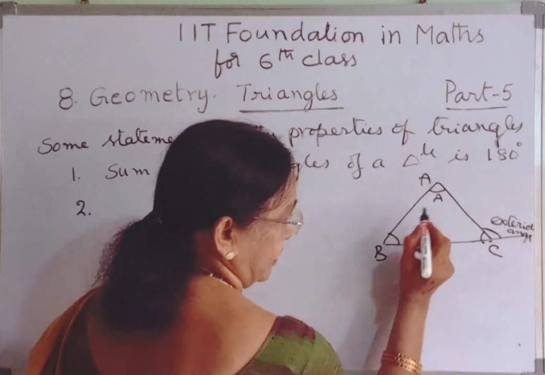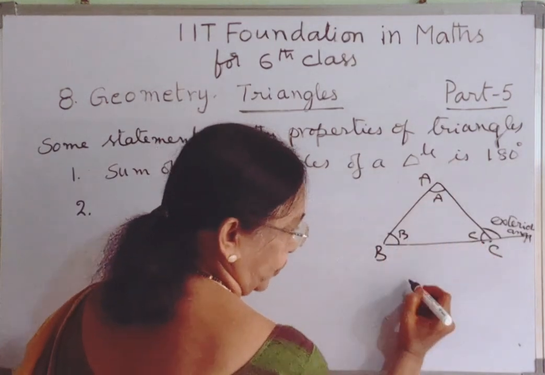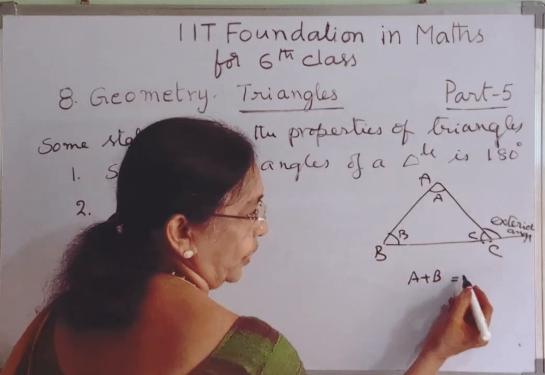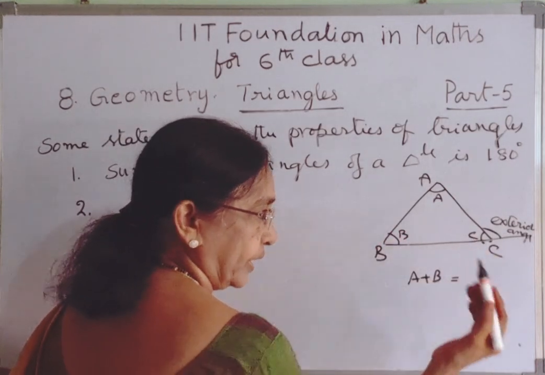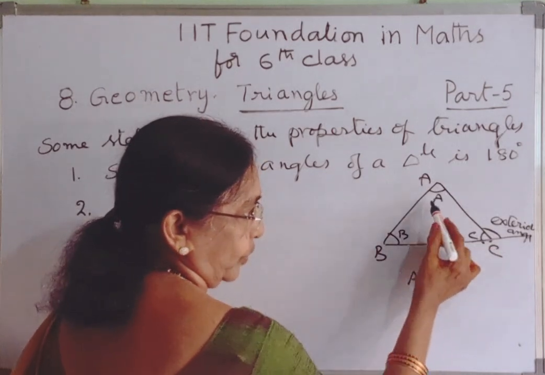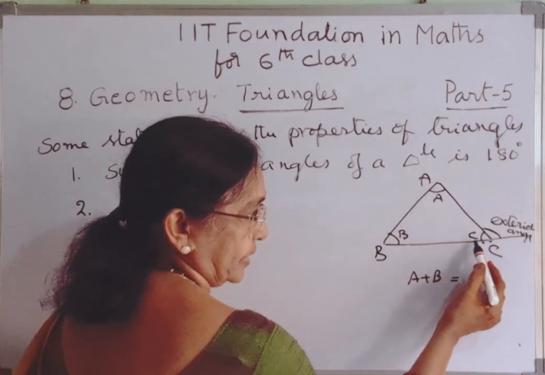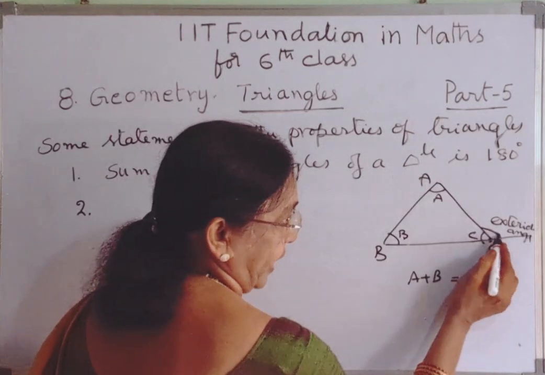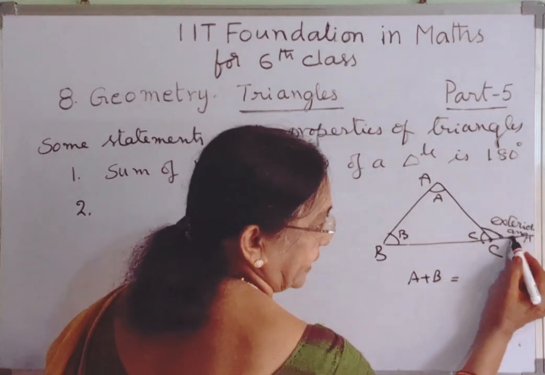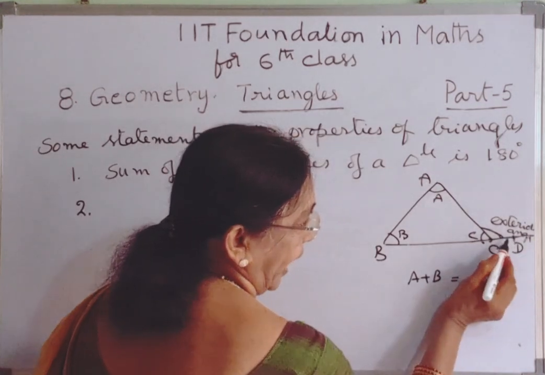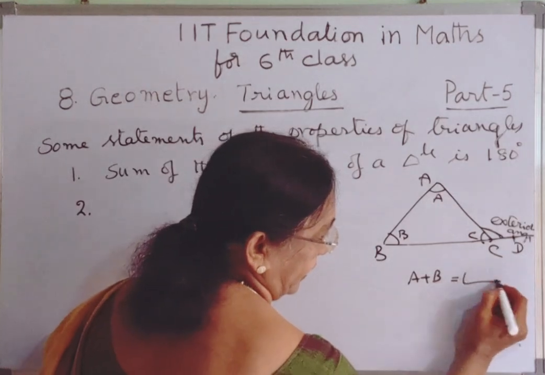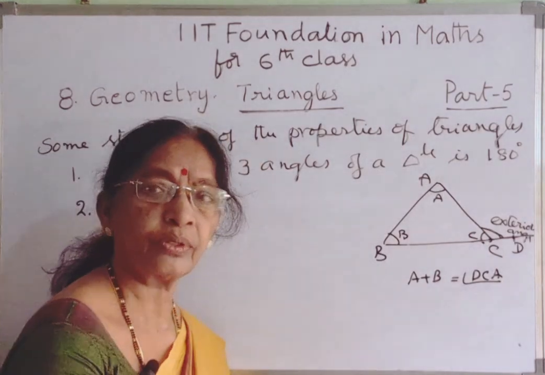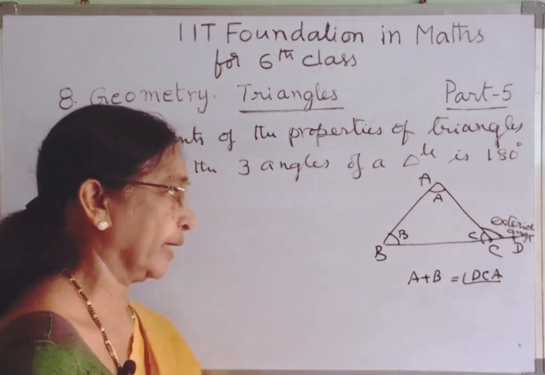Let us take the angles also capital A, B and C. Sum of the two interior angles, sum of any two interior angles is equal to the exterior angle of the third side. So the sum of these two interior angles is equal to the exterior angle at this vertex, the third angle. So this exterior angle is read as, let us take a point D on this side, angle DCA. So the sum of any two interior angles is equal to the exterior angle at the third angle.